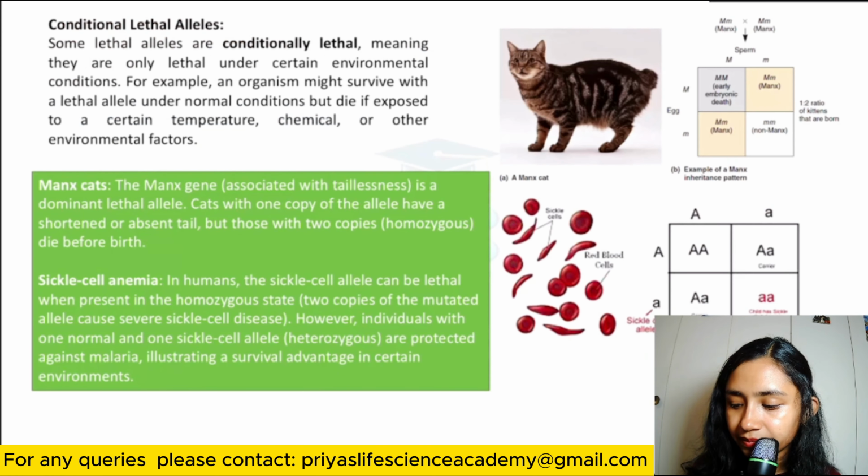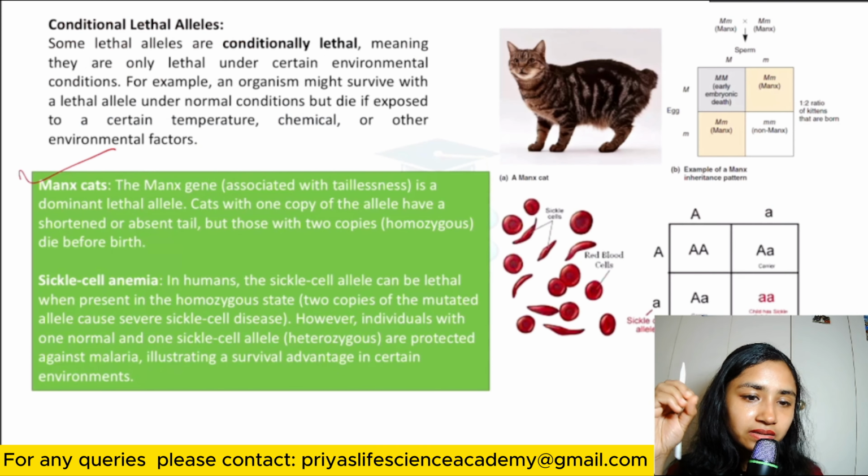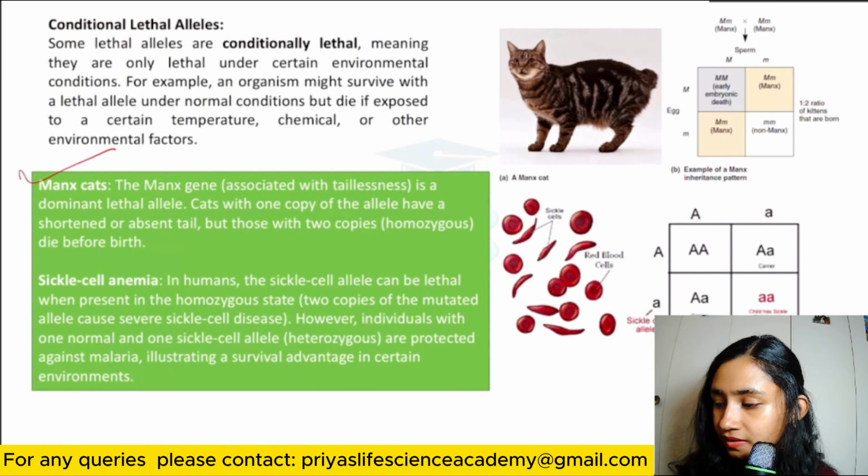Now another example of a lethal allele is Manx cats. This Manx gene is associated with taillessness. It's a dominant lethal allele. Cats with one copy of the allele have a shortened or absent tail, but those who have two copies, homozygous, die before birth.